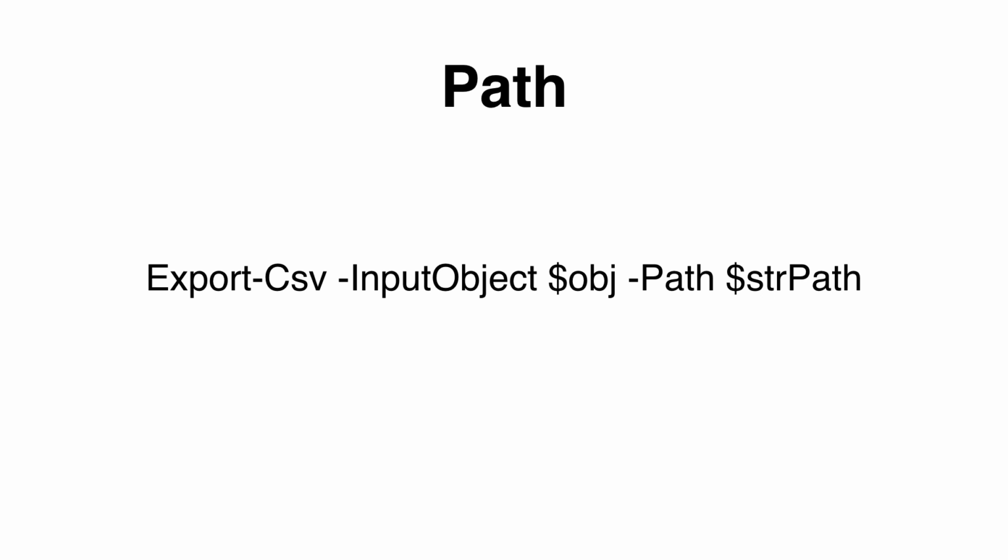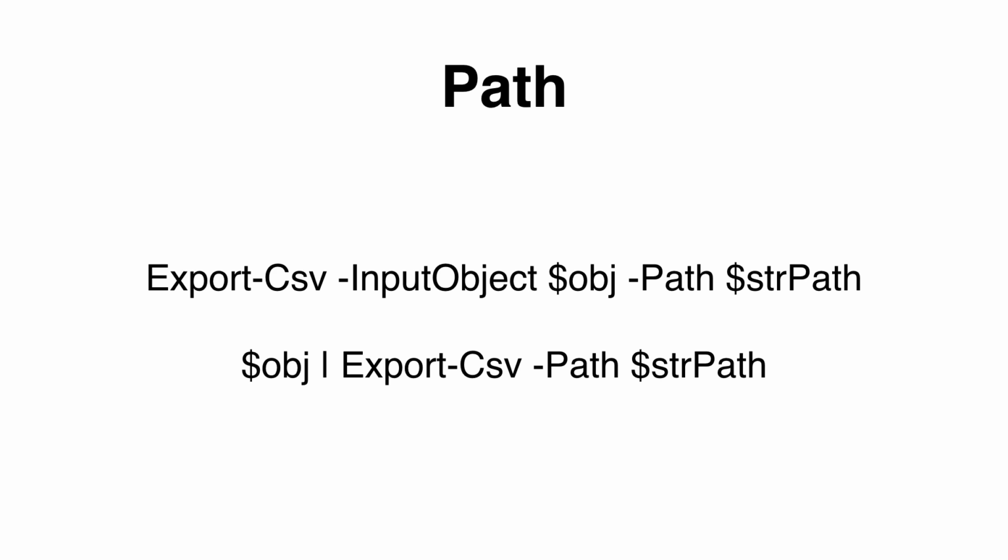In the path parameter, we can specify the path where we would like to export the CSV to. We can either use the input object to specify the object we would like to create into a CSV by specifying the path where it should be saved, or we can pipe another object or commandlet to the Export-Csv with the path where it should save the file.